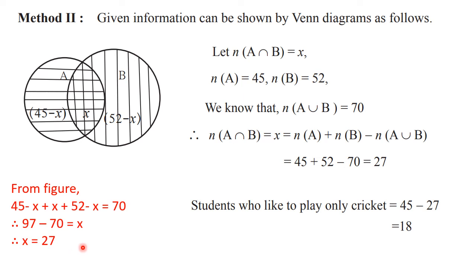That means the number of students who play both the games, cricket and Kho-Kho, is 27. So instead of this part or whatever is given here, you can write this. And then the answer of the second question, the students who like to play only cricket, is obviously 45 minus X, that is 45 minus 27 equal to 18. So this is how you can solve it. If you want, you can write it in your textbook with pencil that this is also a second option in which you can solve it.